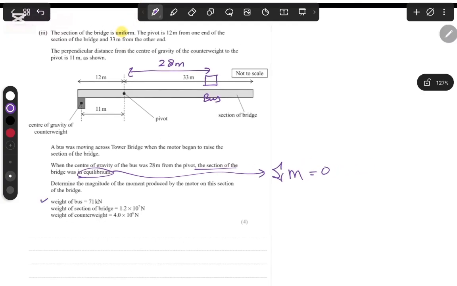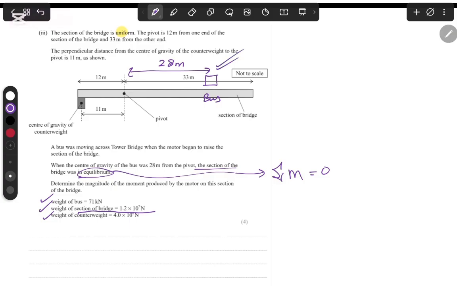And then they've given us the weight of the bus, the weight of the section of bridge. I'm going to talk about this a little bit more. And they've given us the weight of the counterweight. So I know there are 2 things here. There is the counterweight. We know the distance from the pivot. We know the force. We have the bus. We know the weight of the bus and we know the distance from the pivot.